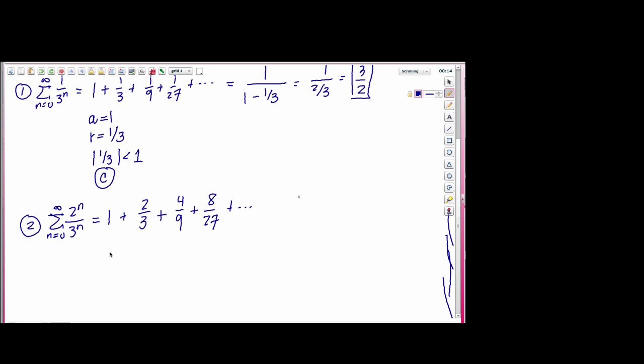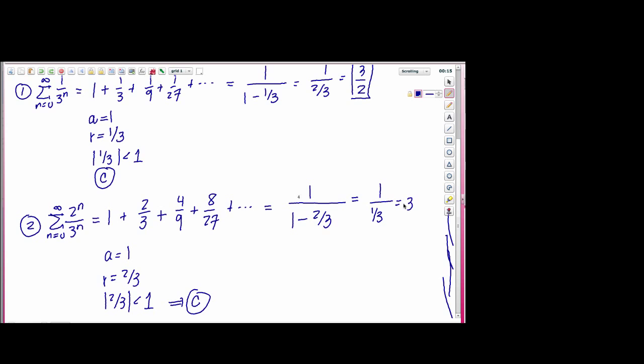The first term is again a equal to 1. The common ratio this time is 2/3. The absolute value of 2/3 is less than 1, which tells me that my series converges. And using my formula, we get a over 1 minus r, so 1 over 1 minus 2/3, which gives us 1 over 1/3, which gives us 3.